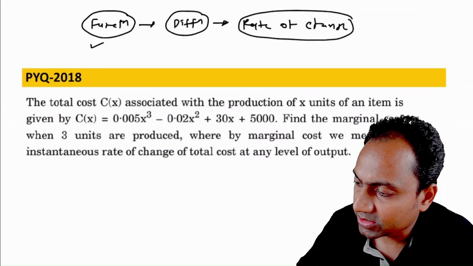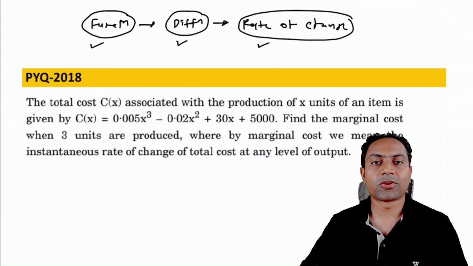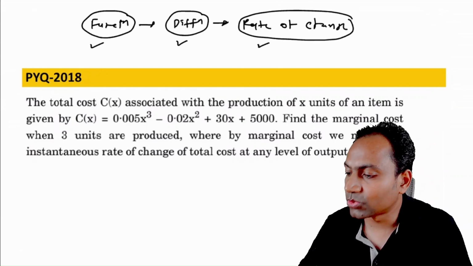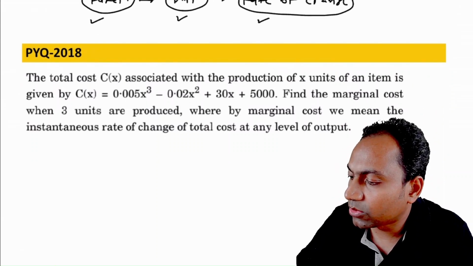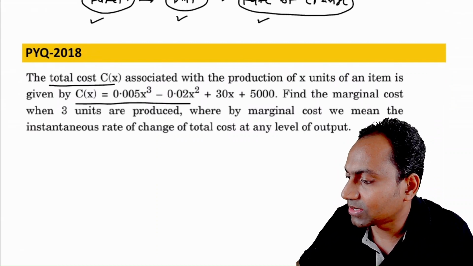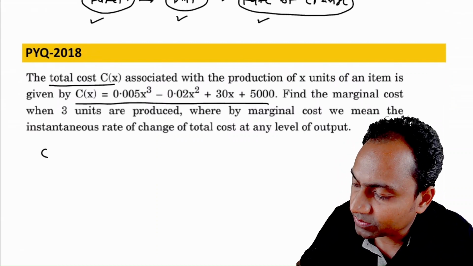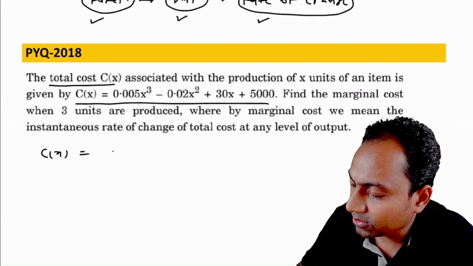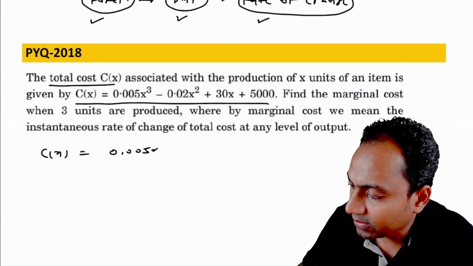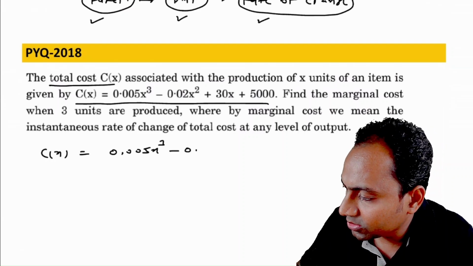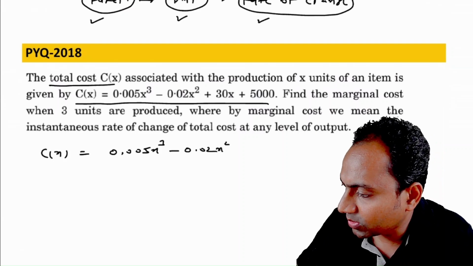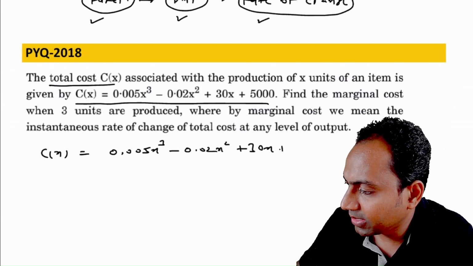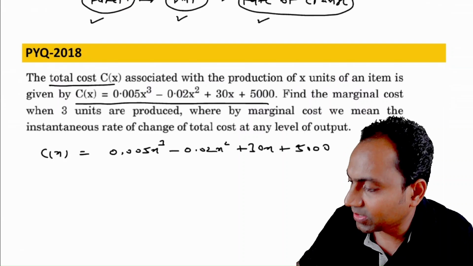So there are 3 simple steps in order to get to an answer. Let us see this question. The question talks about a total cost function. You can see that it has been given in the form of an algebraic expression. Let us write it down. So C(x) is 0.005x cube minus 0.02x square plus 30x plus 5000. This has been given to us.